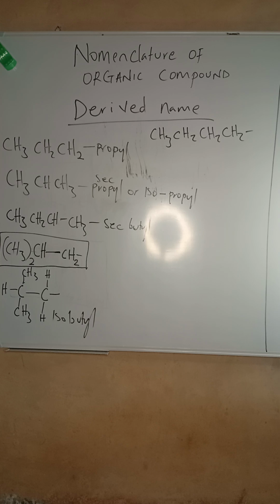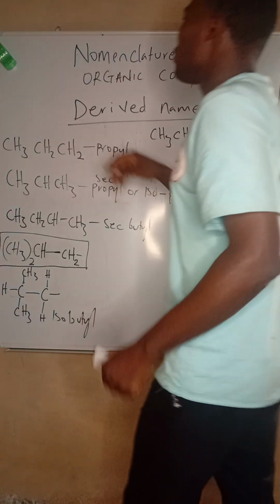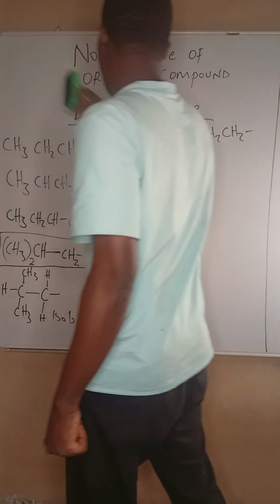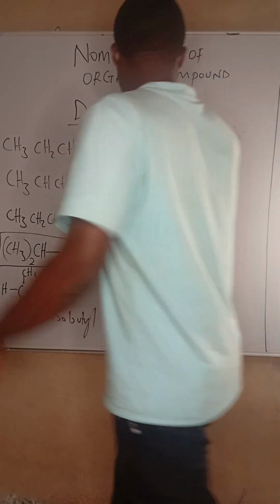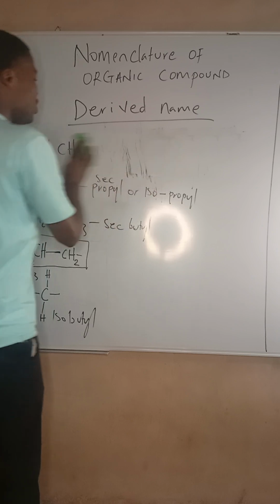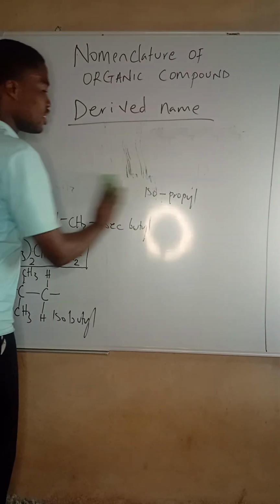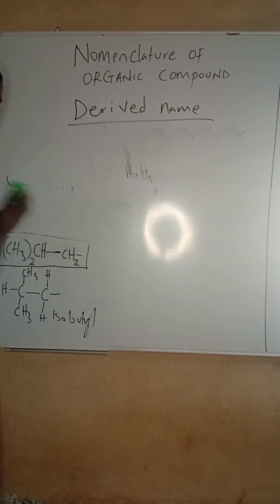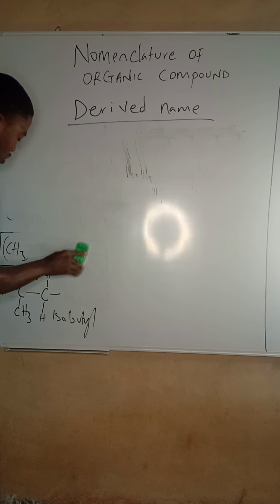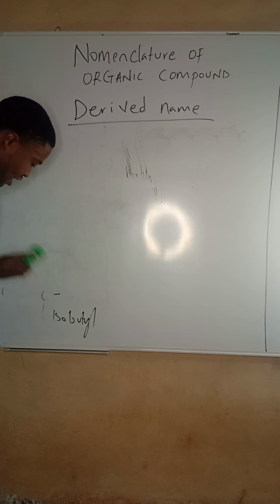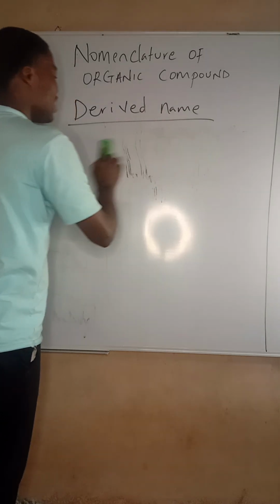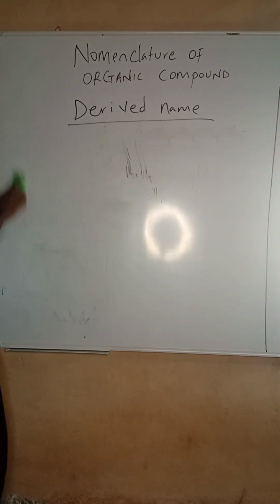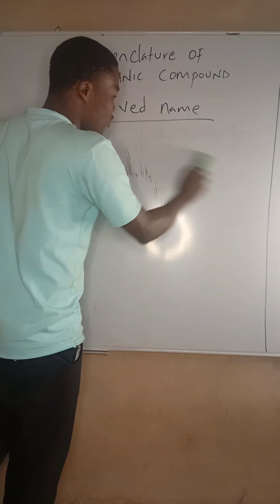Okay, so I would like to quickly work on the last two derived names. After this video, you should tell me what a sec butyl alcohol is, what a sec propyl alcohol is, and what an isopropyl alcohol is. So I'm going to do some examples before we leave.